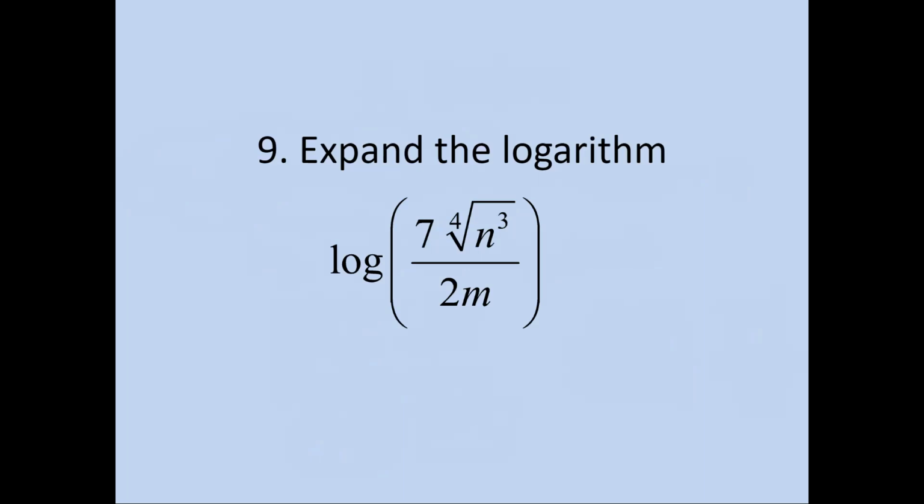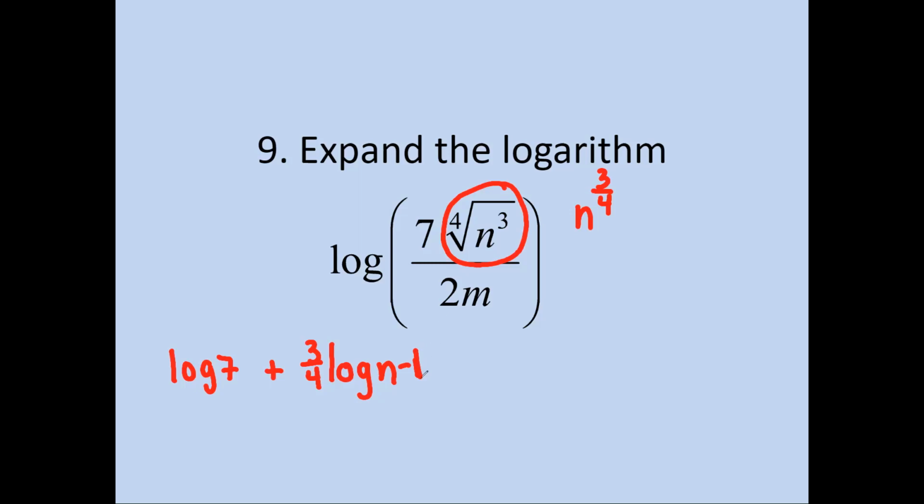So I'm going to have a log for the 7, a log for the n, a log for the 2, a log for the m. So for this, first thing I'm going to do is I'm going to rewrite that. That is going to be n to the 3/4. So I'm going to have log 7 plus 3/4, because that exponent is going to come in front, log of n minus log 2 minus log of m.